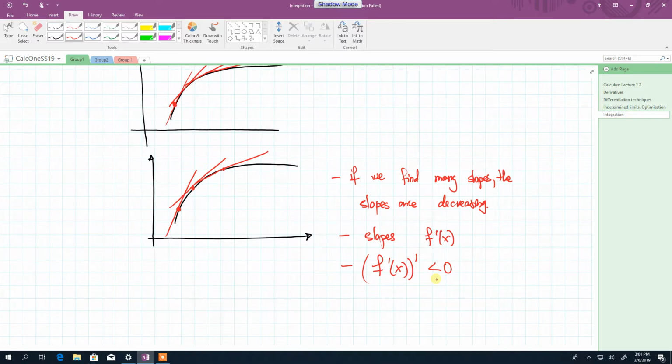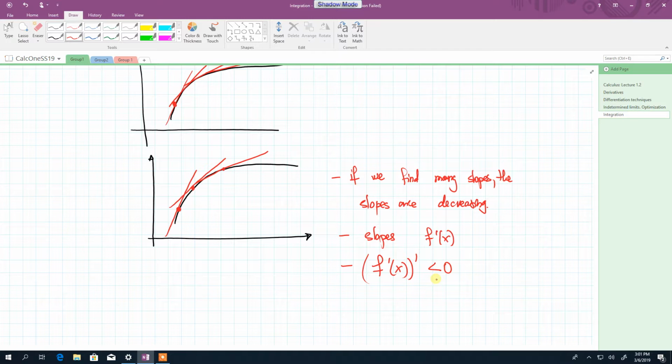If the function's derivative is positive, then the function is increasing. If the function's derivative is negative, then the function is decreasing, right? Do you see this? The slopes are decreasing. It means that f prime of x, which gives me all of the slopes, is a decreasing function in this region. Then its derivative should be less than 0.